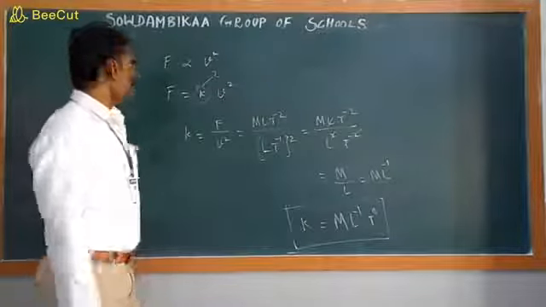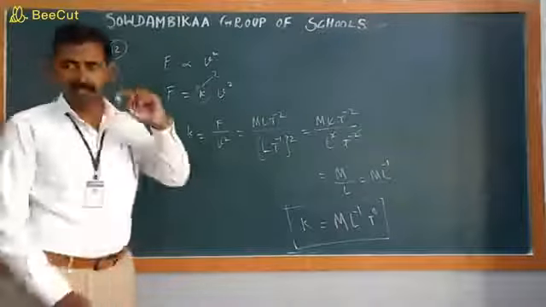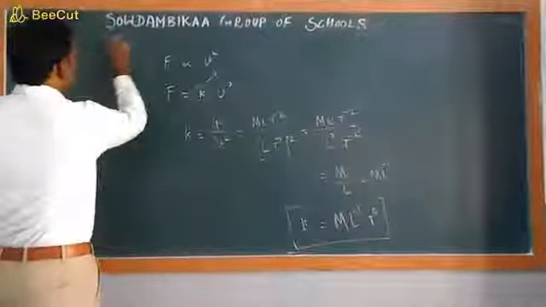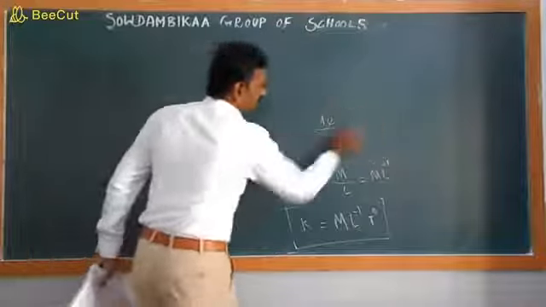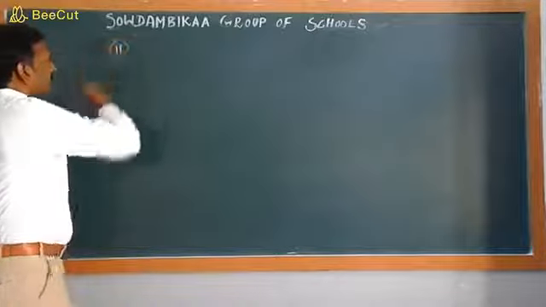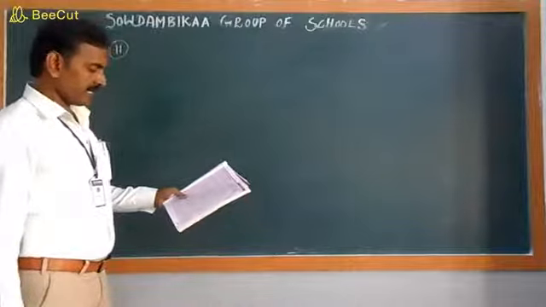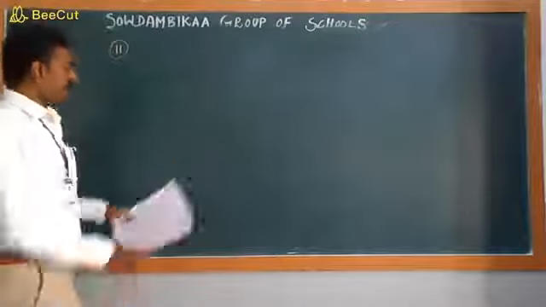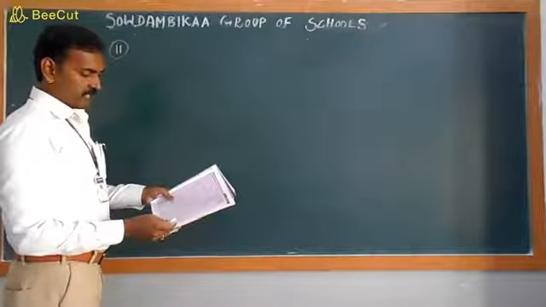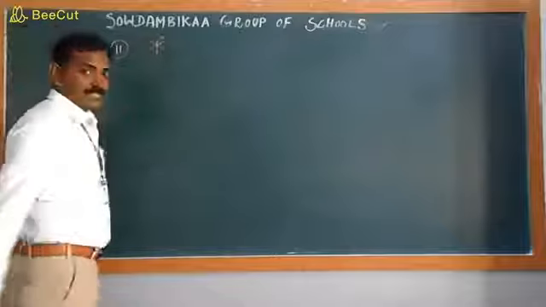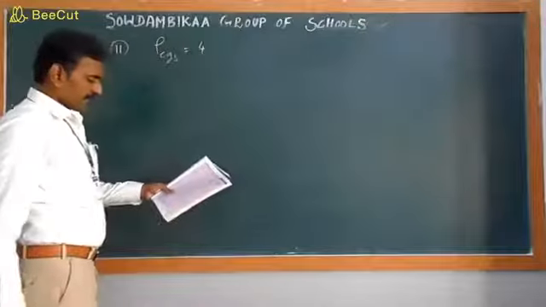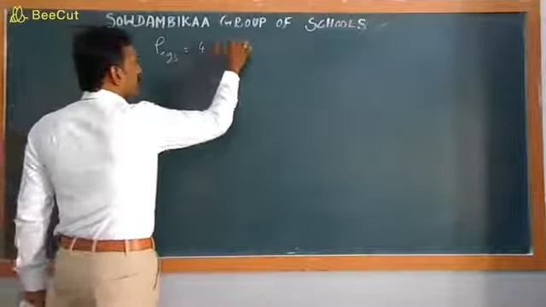Okay. Then another question, question number 11. Look at that. In the CGS system, the value is given. The unit is gram centimeter power minus 3, so it is a density. Density rho in CGS is equal to 4 gram centimeter power minus 3.